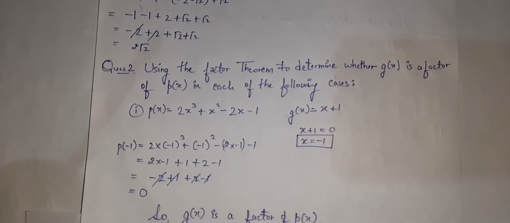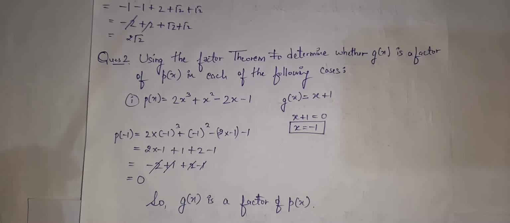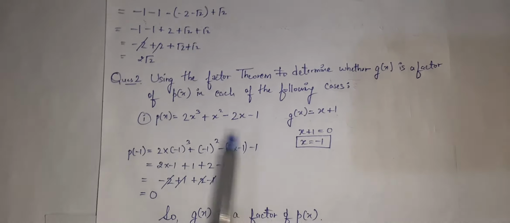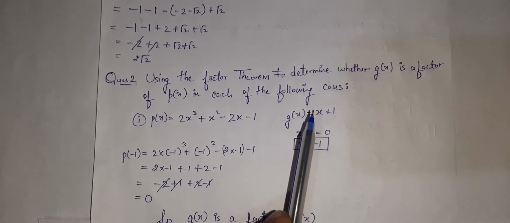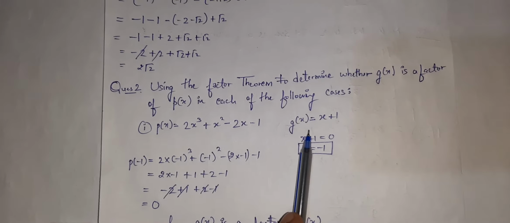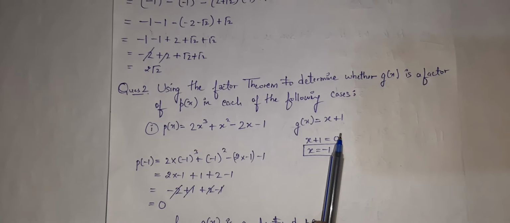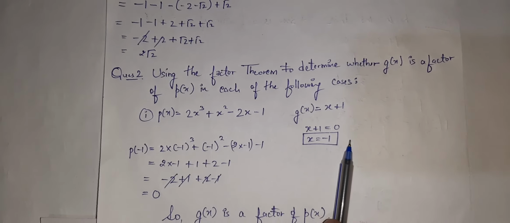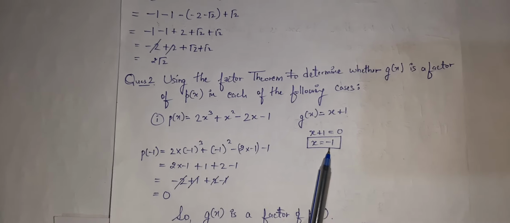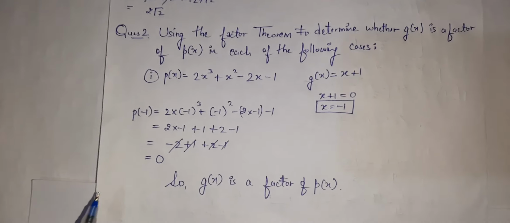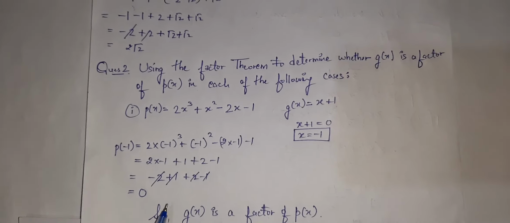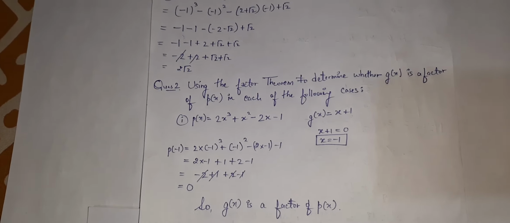Now see question number 2. Using the factor theorem, determine whether g(x) is a factor of p(x) in each of the following cases. See, p(x) is a polynomial, g(x) is also a polynomial, which is a divisor of this dividend. g(x) is known as divisor. g(x) is equal to x plus 1. We are talking about the factor. Again, we will put it equal to 0. We have taken out the value of x as minus 1. Now we will put this value in this polynomial, minus 1. As I have told you, if the answer comes 0, then it is a factor of the given polynomial. Answer is 0. It is a factor of the given polynomial.